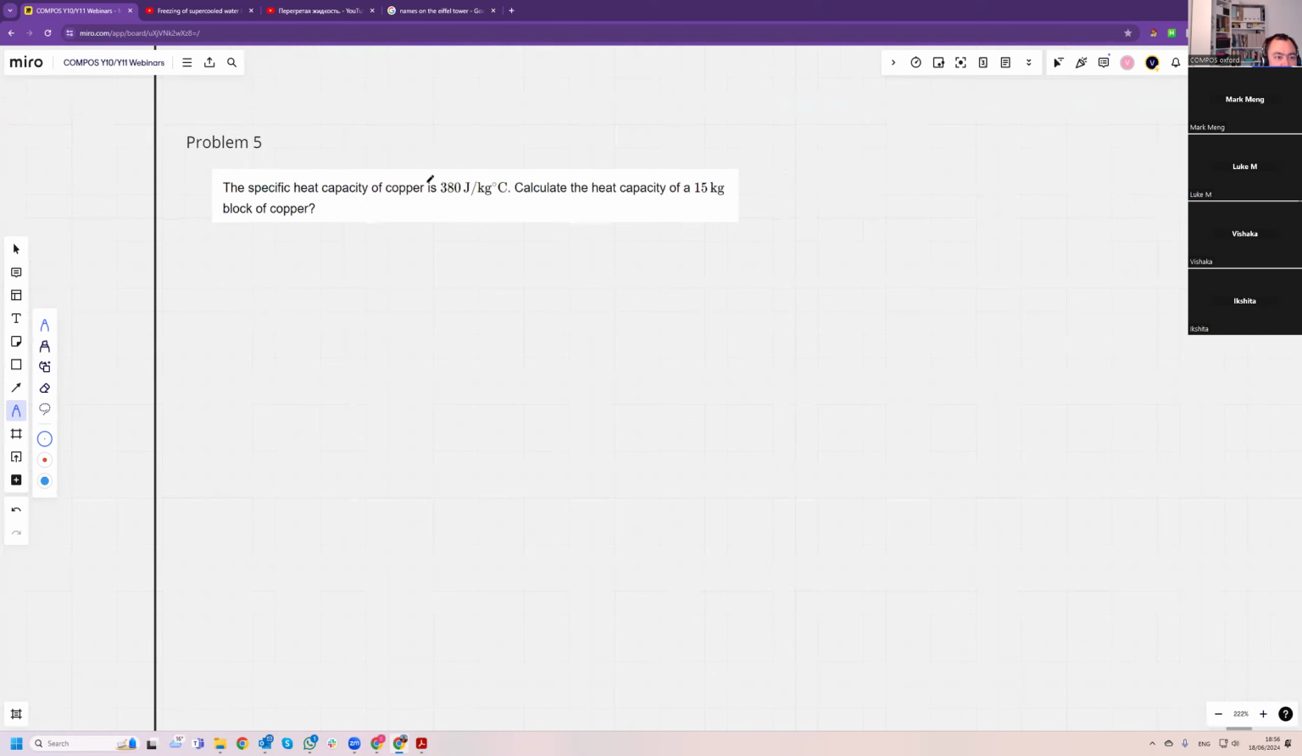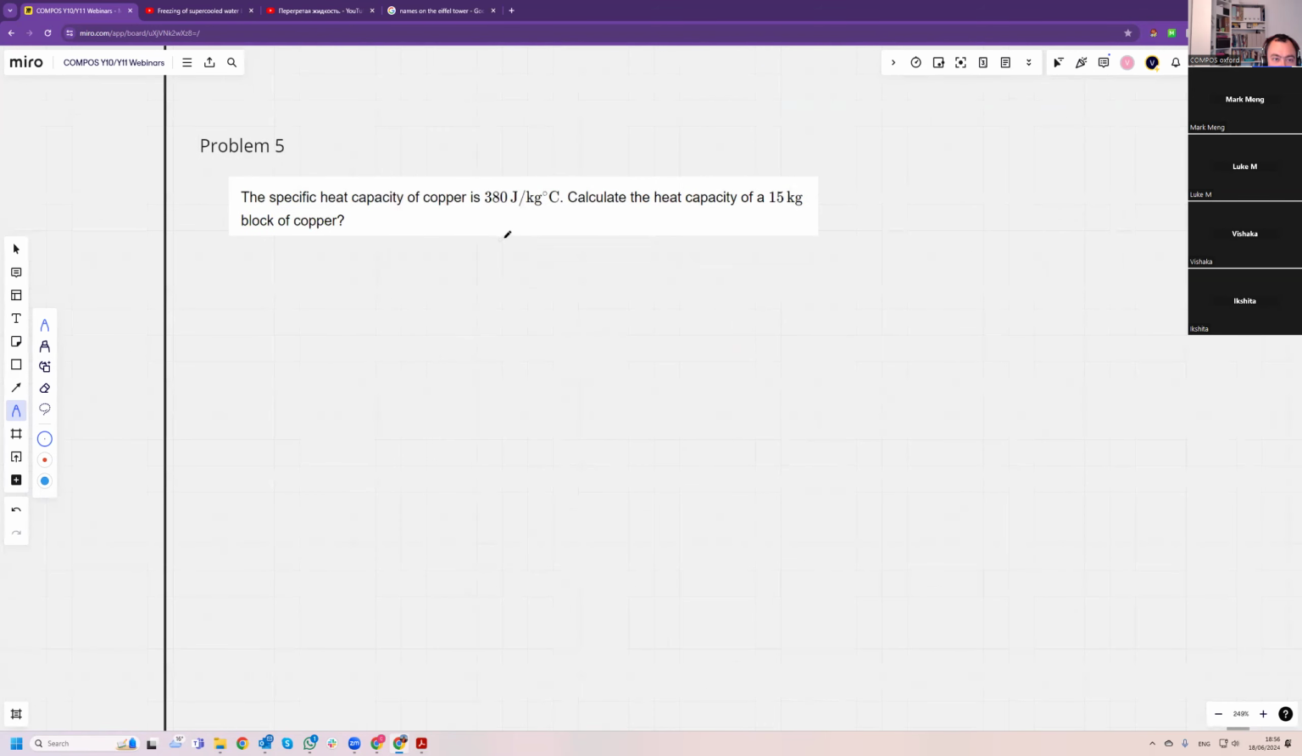Problem 5. Specific heat capacity of copper is 380 joules per kilogram per Celsius. Calculate the heat capacity of a 15 kilogram block of copper. Well, it's very straightforward. Can everyone do that? Just type no if you think you don't know how to do this. It's a simple calculation. Yes or no?